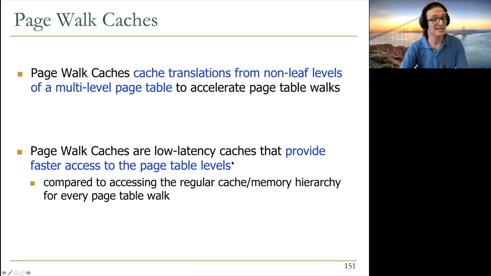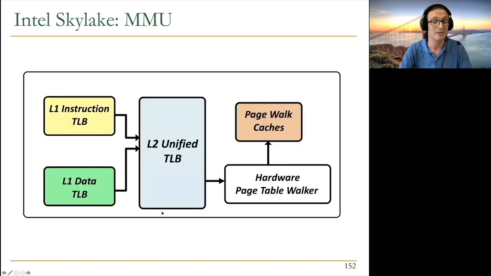These are low latency caches that provide faster access to the page table levels so that the page table walker does not have to access memory or the cache hierarchy for every page table walk. It can just access these page walk caches, okay? And that's the Intel Skylake MMU for you, basically, in a nutshell, very quickly.